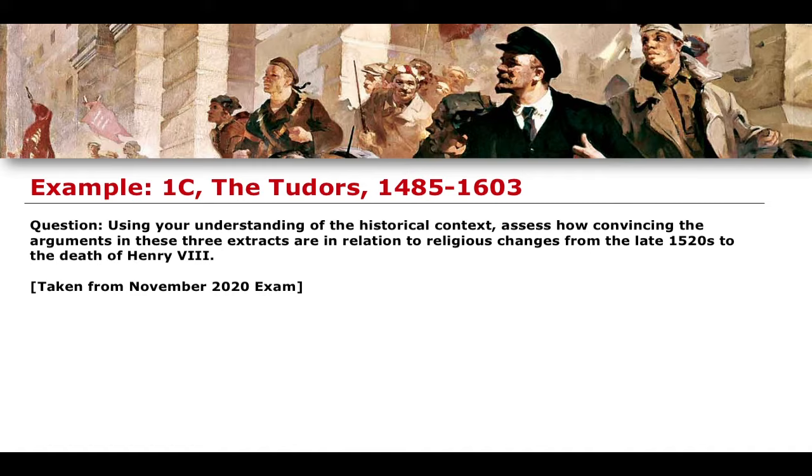So you'll notice that it is asking you to assess how convincing the arguments are in relation to quite a broad question: religious changes from the late 1520s, okay? It doesn't specify exactly which date is the cutoff point, which is quite nice, okay? So you're probably thinking 1525 onwards, all the way to 1547, which is the death of Henry VIII. So that's roughly the period that you are thinking about. And it is, like I said, quite broad. Religious changes. Well, for those who do the Tudors topic, there are a lot of religious changes that take place in that period.